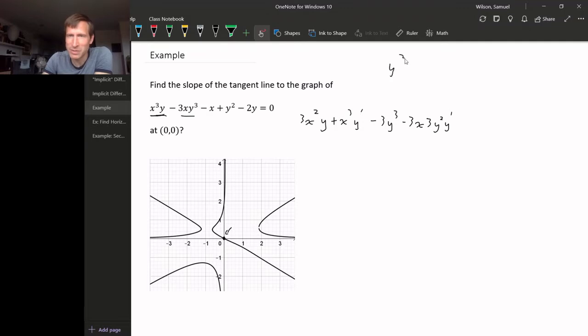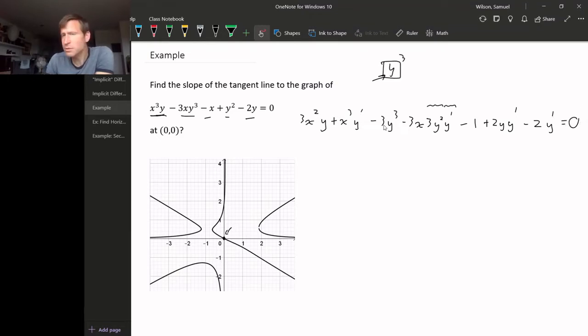Remember, when we take the derivative of y cubed, we have to use the chain rule because y is a function of x, so this is a composition. So here's the derivative of the outside with the inside in it, and then there's the derivative of the inside. All right, now derivative of minus x, that's minus 1. Derivative of plus y squared, that's 2y y prime. Again, don't forget about the chain rule. And then derivative of minus 2y is minus 2y prime. So all of that equals 0.